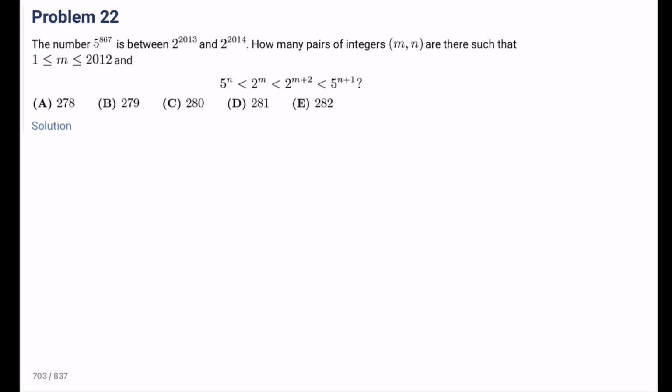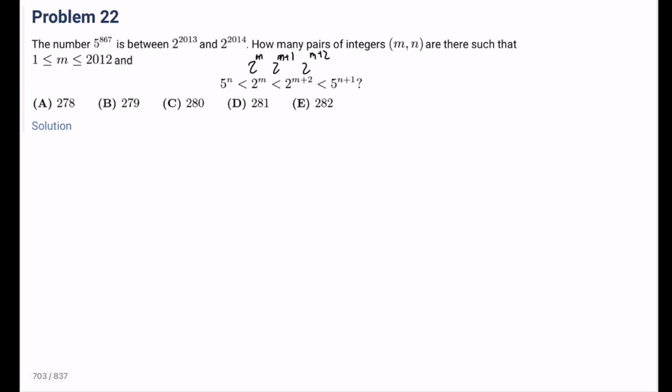Number 22. The number 5 to the 867th power is between 2 to the 2013 and 2 to the 2014 power. How many pairs of integers m, n are there such that m is between 1 and 2012 and this holds true? Okay, so first we have to look at what this means. This is not spaced 1 apart, it's actually spaced 2 apart. That means there's 2 to the m, 2 to the m plus 1 power, and 2 to the m plus 2 power in here.